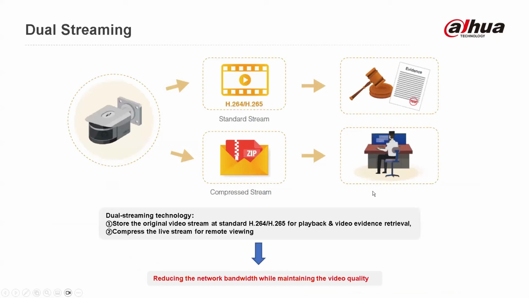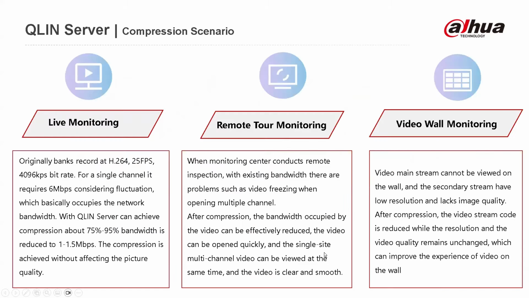Now, some cameras require the dual streaming technology. So we have the standard stream and the compressed stream. So it's like compressing the stream and then we send. We do the standard stream, we also send. And generally with dual streaming, we're able to store the original video stream for playback and evidence retrieval. Then we can compress the live stream for remote viewing, especially if we are monitoring many branches, so that we reduce the load on the bandwidth that we have.